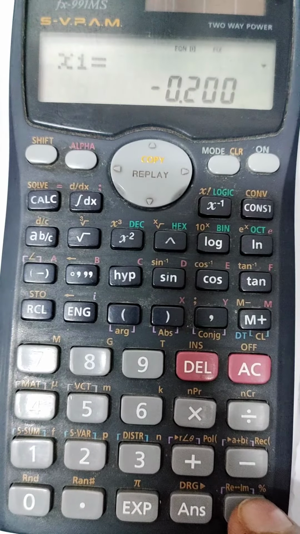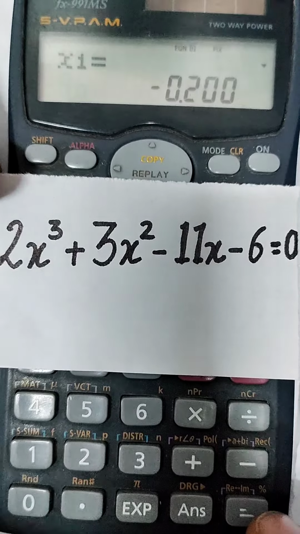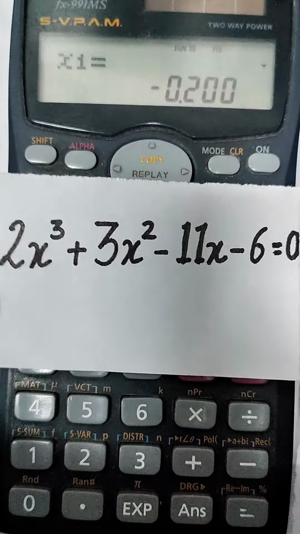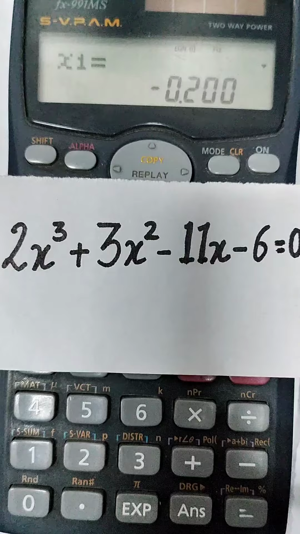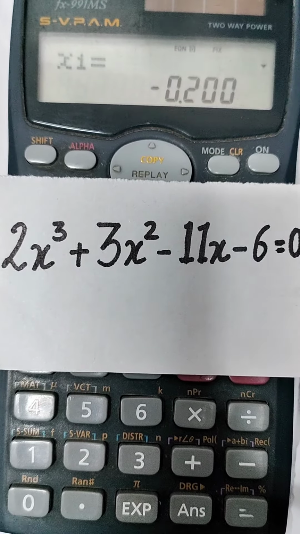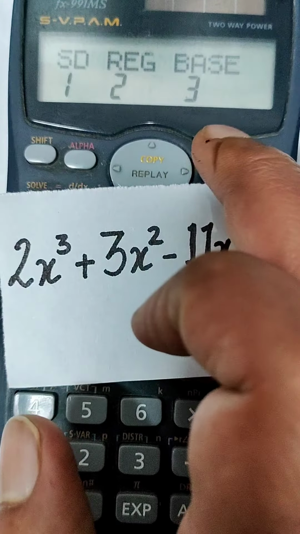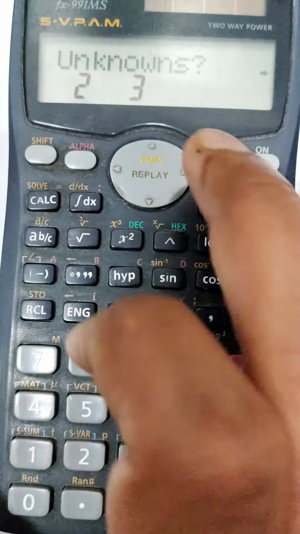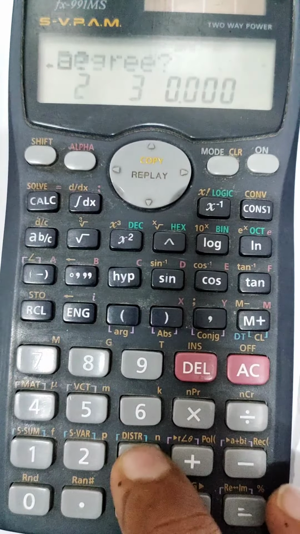Now let us take another example for a 3 degree equation, and the example that we will be using is 2x cube plus 3x square minus 11x minus 6 equal to 0. Right now the calculator is in 2 degree equation mode, so to enter the 3 degree equation mode we will again press mode 3 times: 1, 2, 3. We will again press 1 to enter the equation mode. We will press the right hand side button, and then enter 3 to enter the 3 degree equation mode.